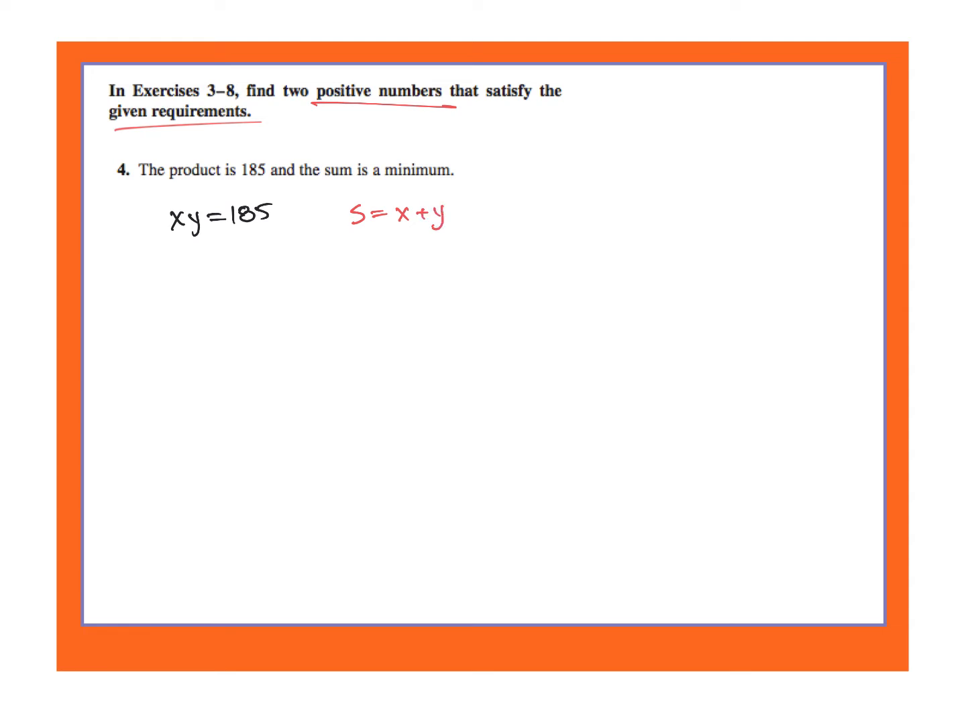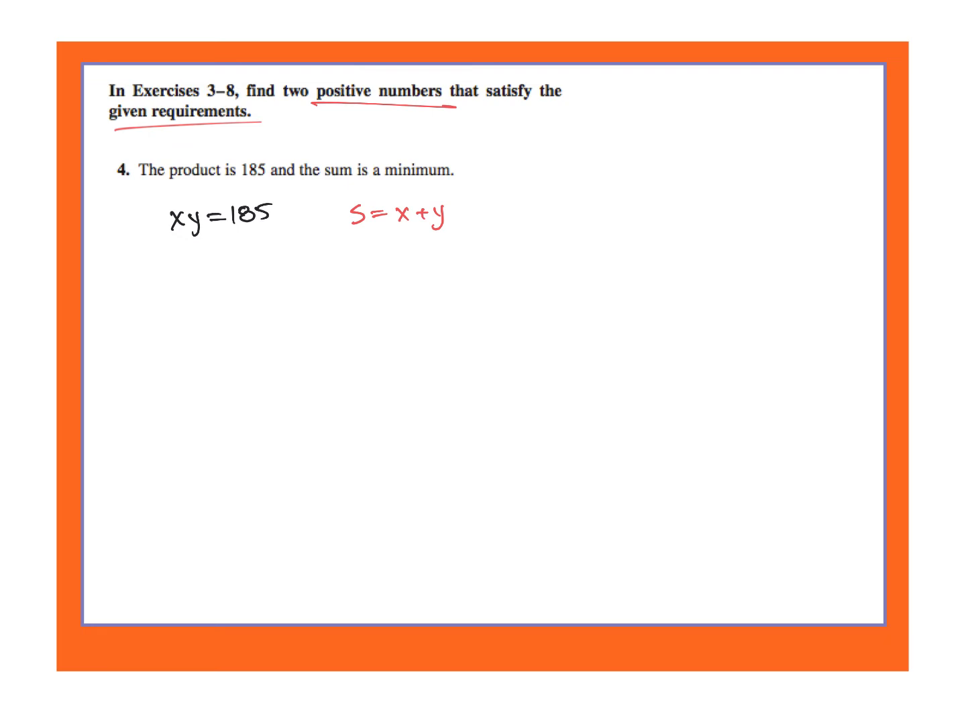Now, which one is my primary and which one is my secondary? Which one is being asked to be maxed or minned? The sum. So eventually, I'm going to take a derivative of X plus Y. Are you following me? However, how many variables do I have going on right now? I have two. S is kind of a variable, but really I have X and Y. I need to get that in a single variable. So I need to solve for X or Y in X times Y equals 185.